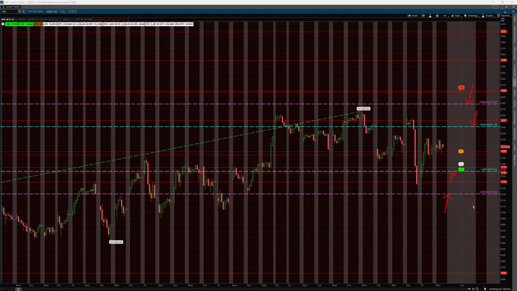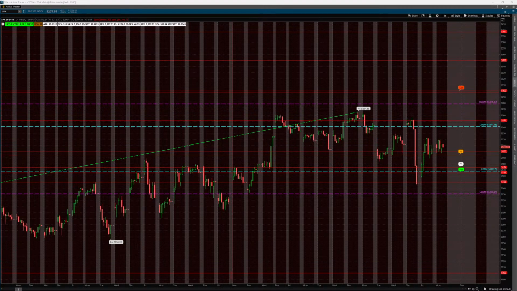And I do post the updated daily expected move along with the current weekly expected move in Discord every evening for the day before, the following day. All right, so SPX trading in a very narrow range today inside both the daily and weekly expected moves.